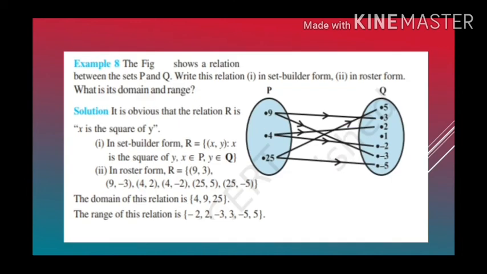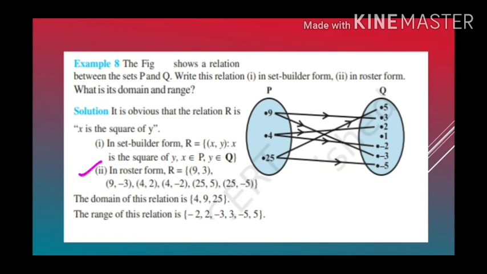Now question number 8. The figure shows a relation between the sets P and Q. Write the relation in set builder form and in roster form. What is its domain and range? So first of all I'll write it in roster form.